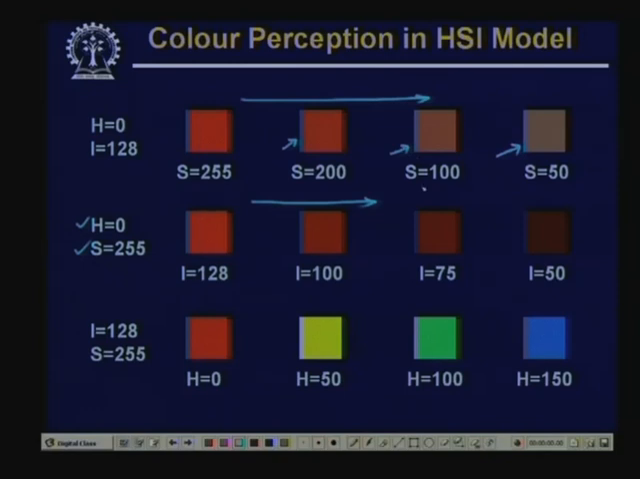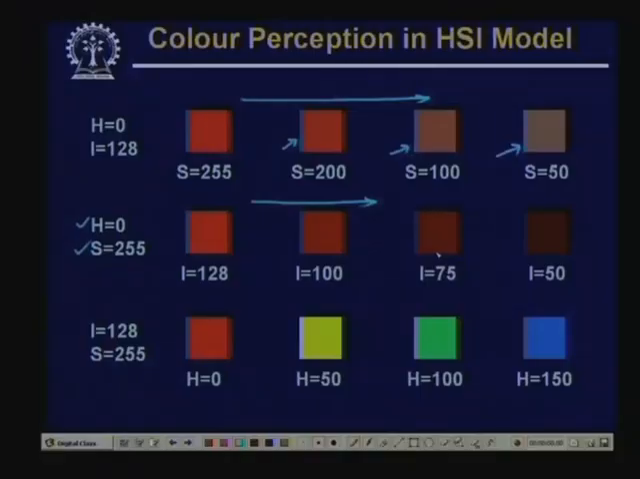So, if you just note the difference between the first row and the second row, in the first row it appears that some white light has been mixed with the red, whereas in the second row there is no such appearance of mixing of white light, but it is the intensity which is being decreased.